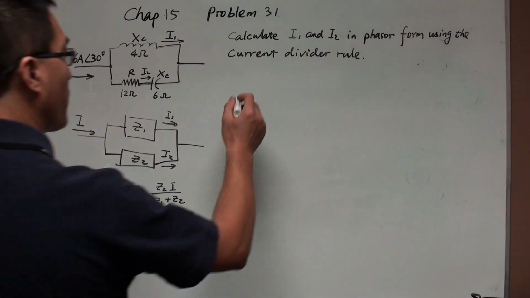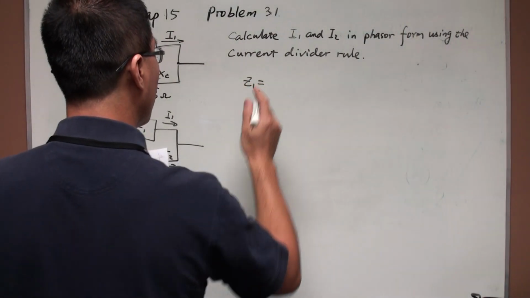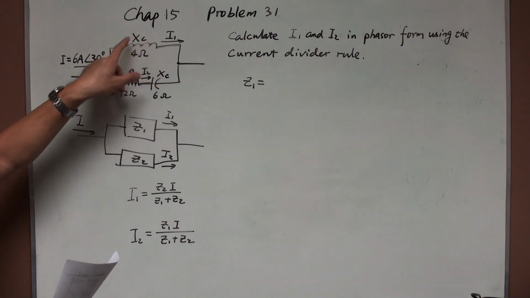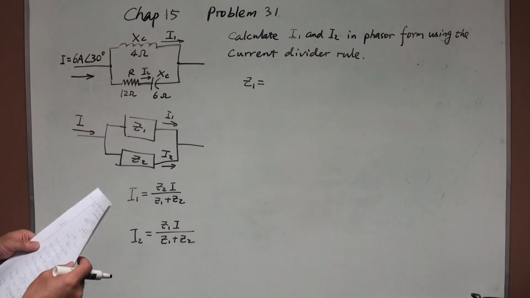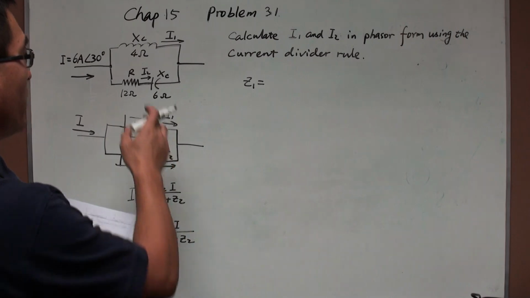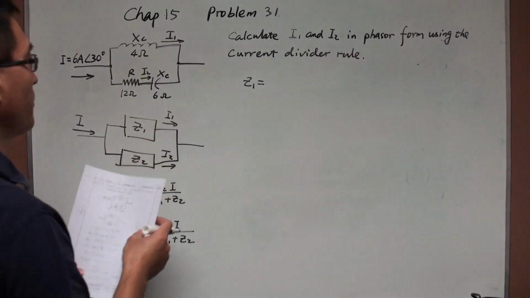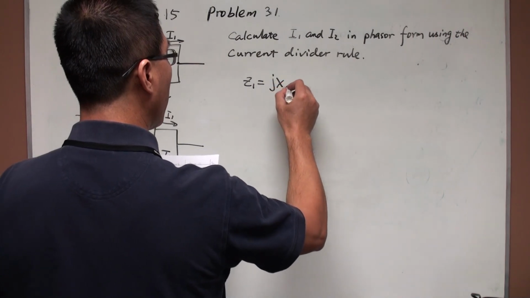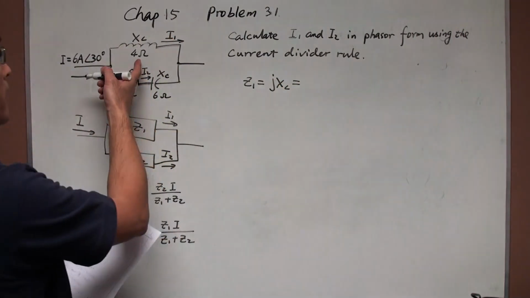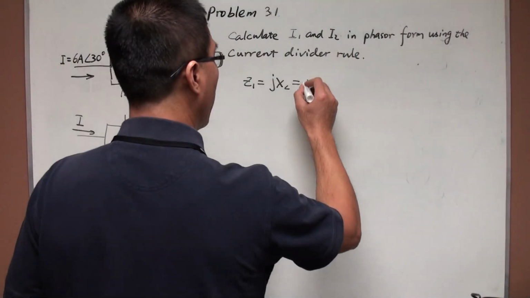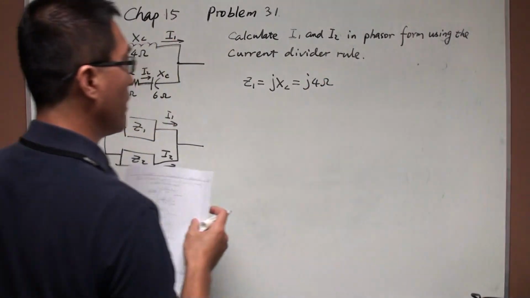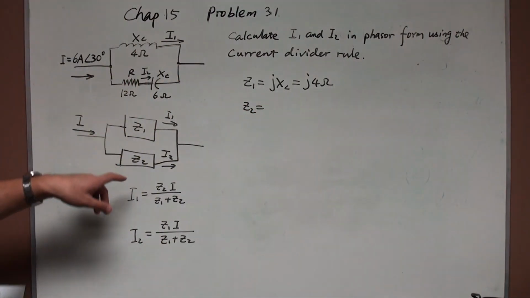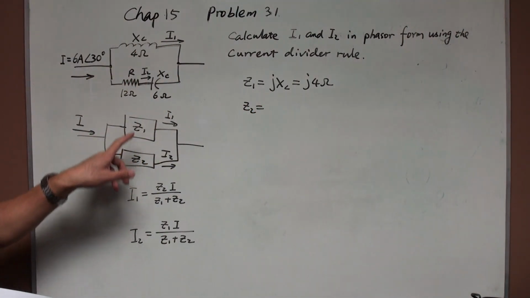Z1 is for the first branch, and for the first branch we have only one inductor. So Z1 is the impedance of this inductor. It will be jXL, and XL here is equal to 4 ohms, so it's j4 ohms. That's Z1. And Z2 is the total impedance for the second branch.